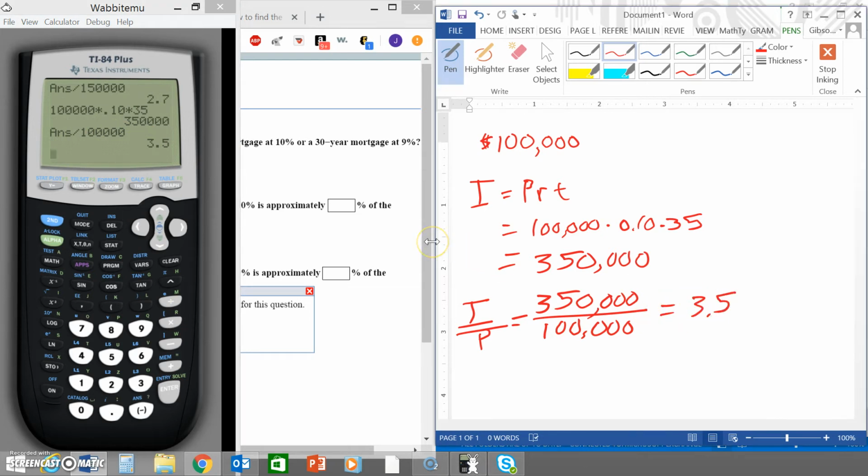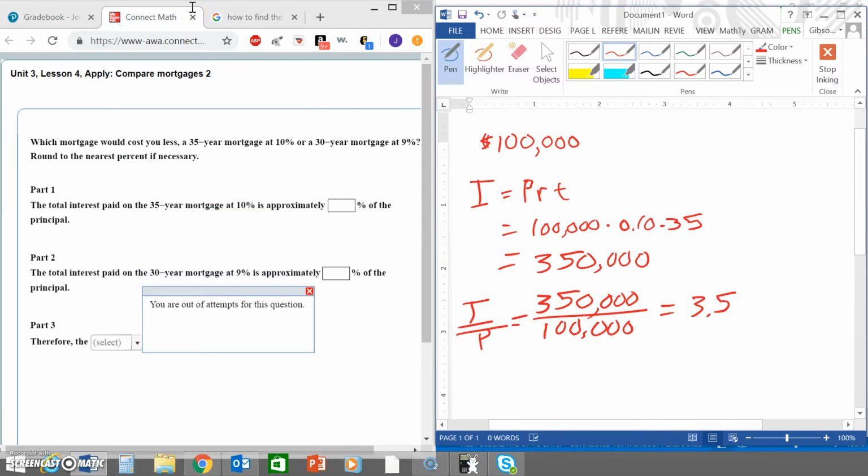Now remember, they want our answer in percent here. It says is approximately blank percent of the principal. So we need to change this decimal to a percent, and that would give us 350%. So that would be the answer for part 1.